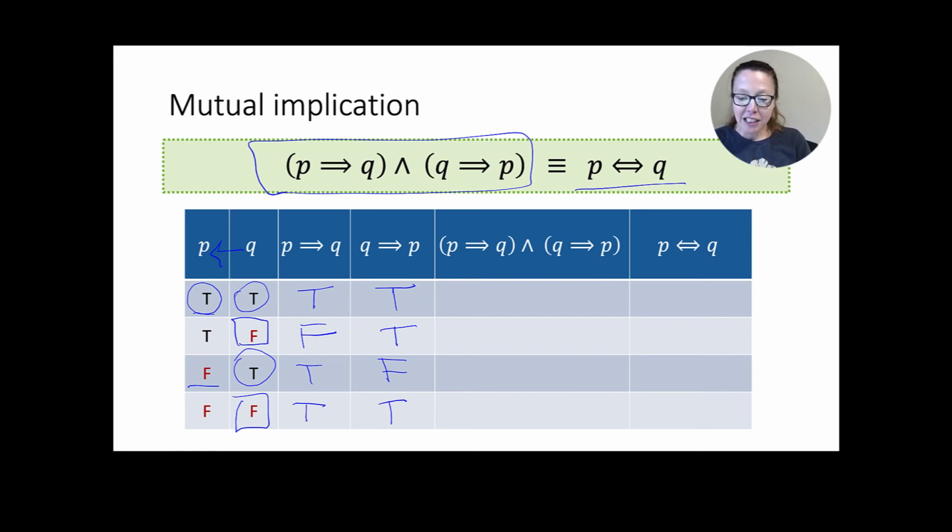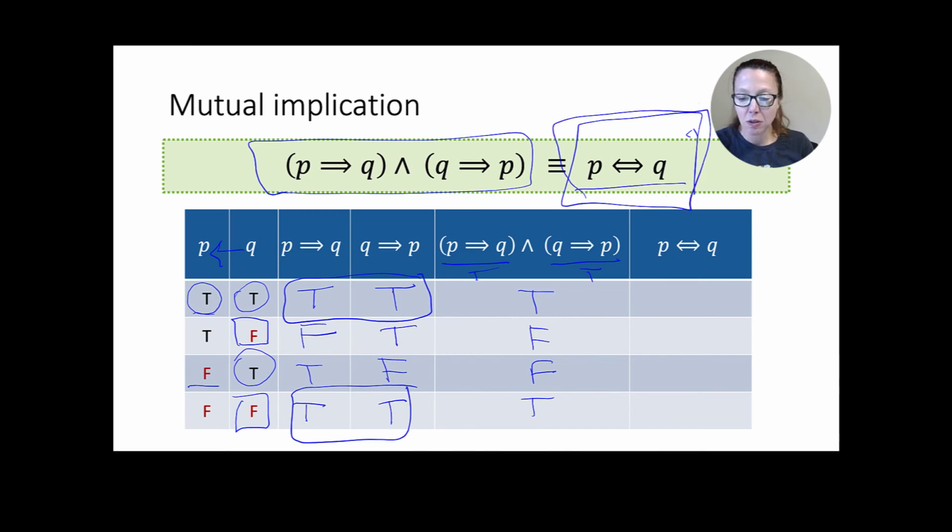When we combine the two together, so we've got P implies Q and Q implies P, that will only be true if this is true and Q implies P is also true. We can see that this only happens in the first row and the last row. So here it is true, and in the middle two rows, it is false. And so the if and only if only holds, if we look at the right-hand side of the equation, we know that this only holds when both P and Q have the same truth values.